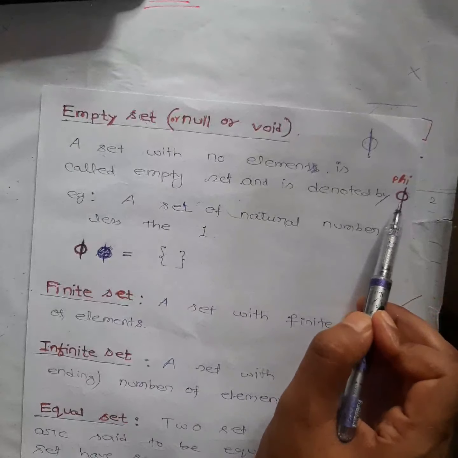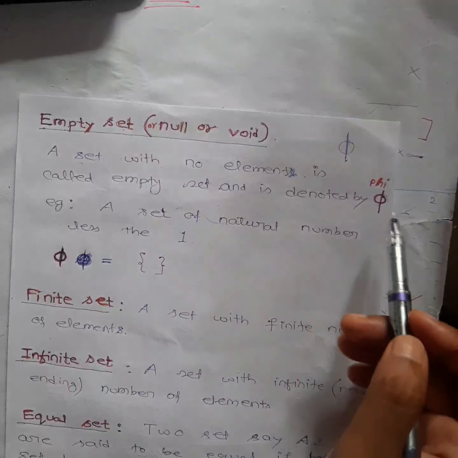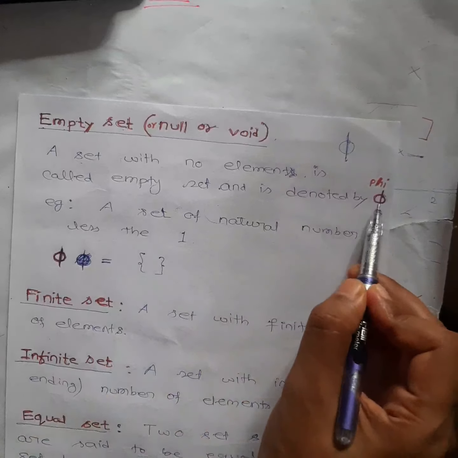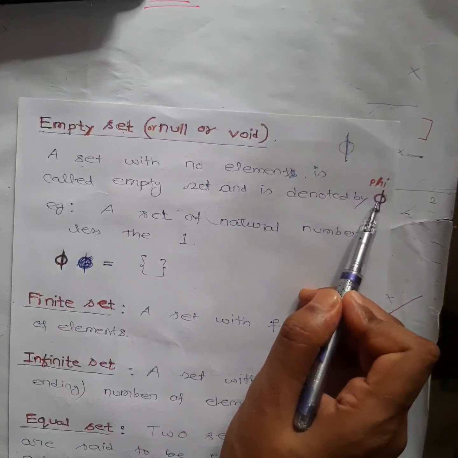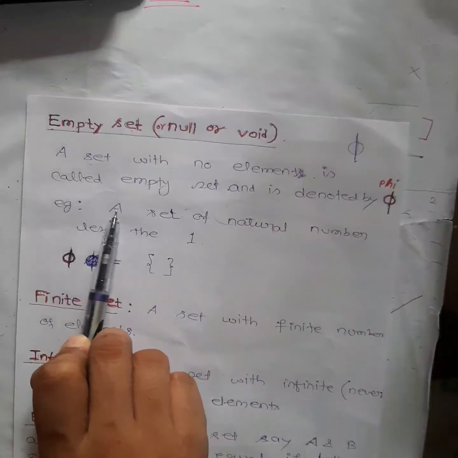This is a special kind of symbol. Again I repeat, whenever there is a special kind of symbol, better don't use that symbol for defining other sets. So phi, don't use it for another set. Always this symbol is used only for the empty set. Okay, so an example is given here.